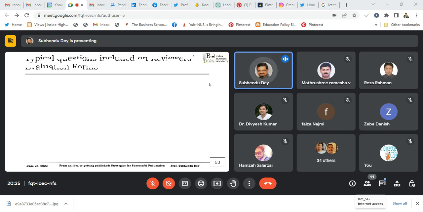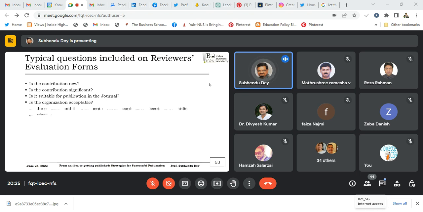So I've put down a few things in terms of what is included in a reviewer's evaluation form. If you look at a reviewer's evaluation form, and if your paper is strong enough in each of those areas, then your paper should be fairly well accepted or easily accepted. So is the contribution new? Is the contribution significant? Is it suitable for publication in the journal? Is the organization acceptable? Organization of the paper, structure of the paper. Do the methods and treatment of results conform to accepted scientific standards?